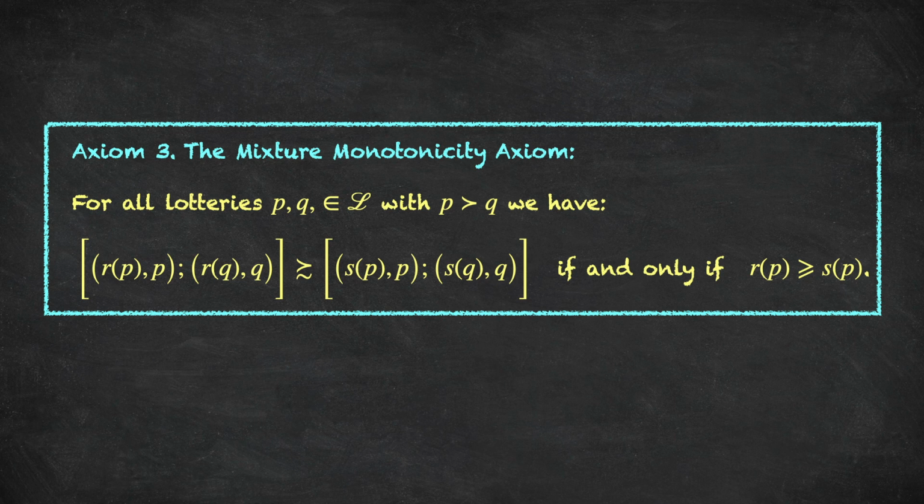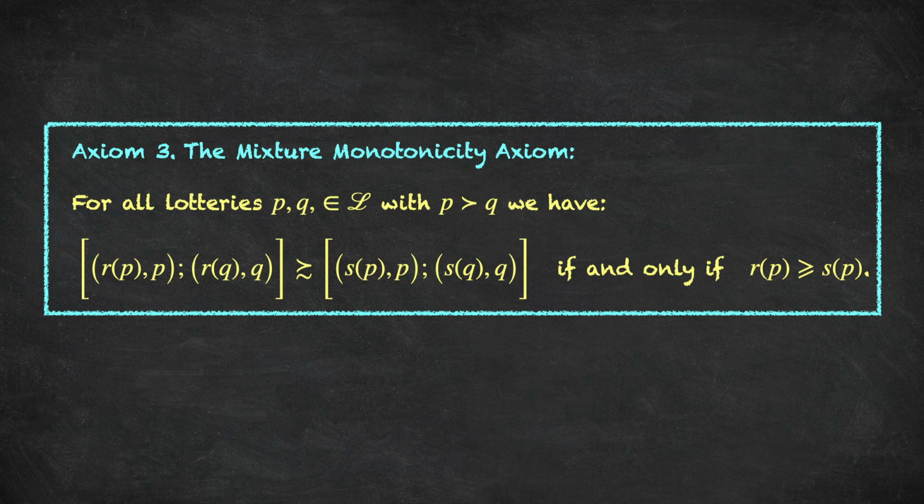Okay, so what does this axiom say? Well, the formal statement is the following. For all lotteries P and Q, where one of the lotteries we've labelled P is strictly preferred to Q, if we then look at compound lotteries where you either receive the lottery P or you receive the lottery Q, then whichever lottery gives you the best chance of the thing you prefer the most is the preferred lottery. So in this case, I've written two compound lotteries. The first on the left-hand side has probability R of P of getting lottery P, which is the better lottery, and probability 1 minus R of P, which is R of Q, of receiving lottery Q.